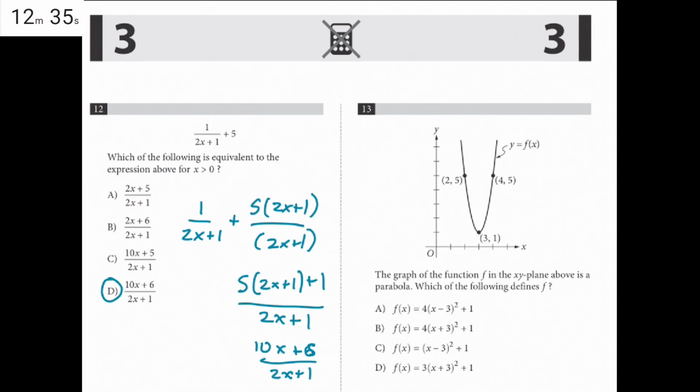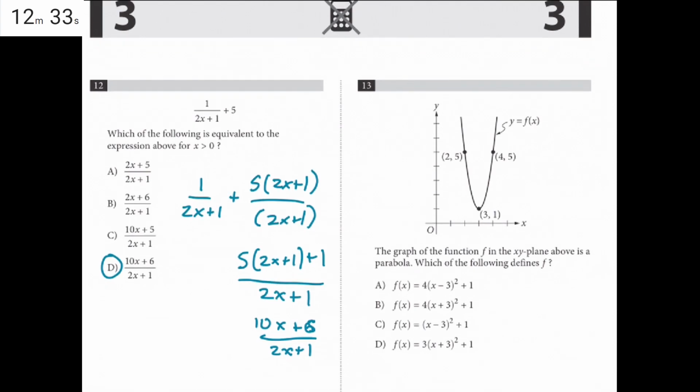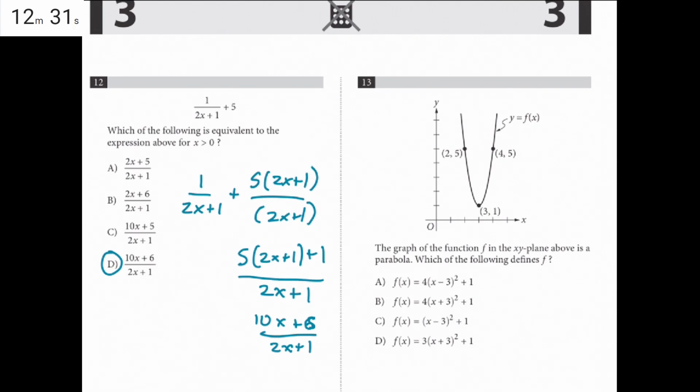Okay. 13. The graph of the function f in the xy plane above is a parabola. Which of the following defines f?